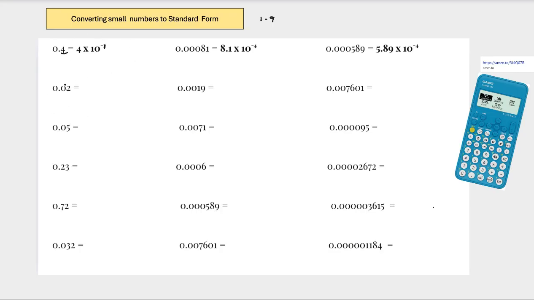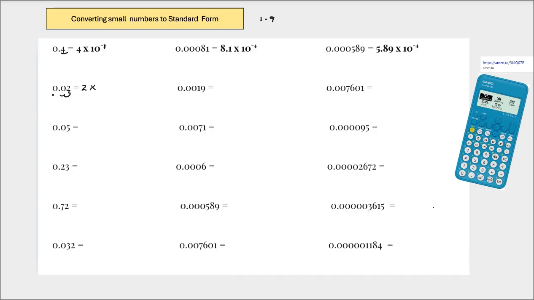So let's try this one. It can't stay there. It can't stay between 0 and 2. So it's just got to be 2 on its own. So there we have it. 1 to 9, we've got 2, which is fine. So it's going to be 2 times 10 to the power of negative 2 because we moved it once, twice.